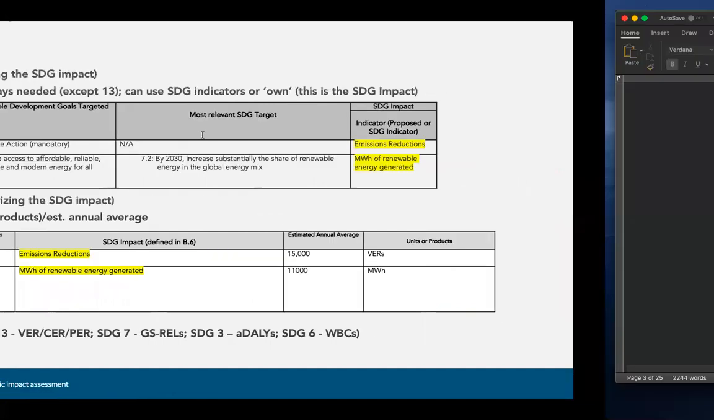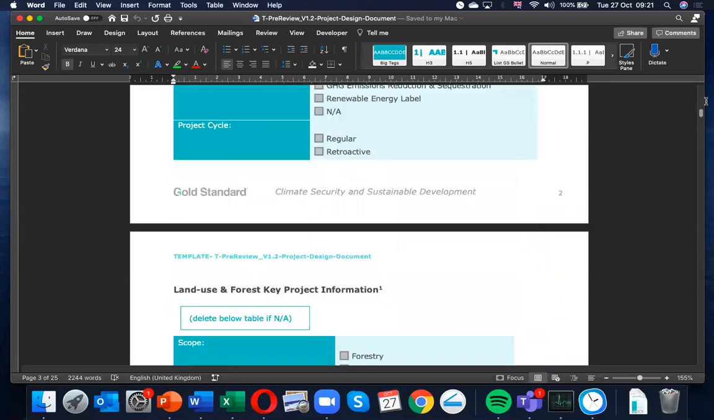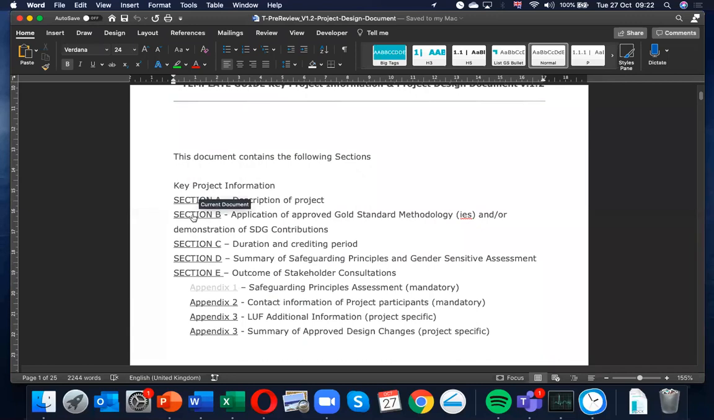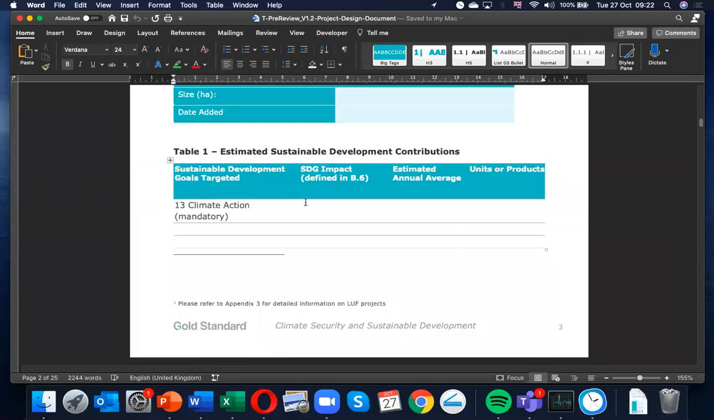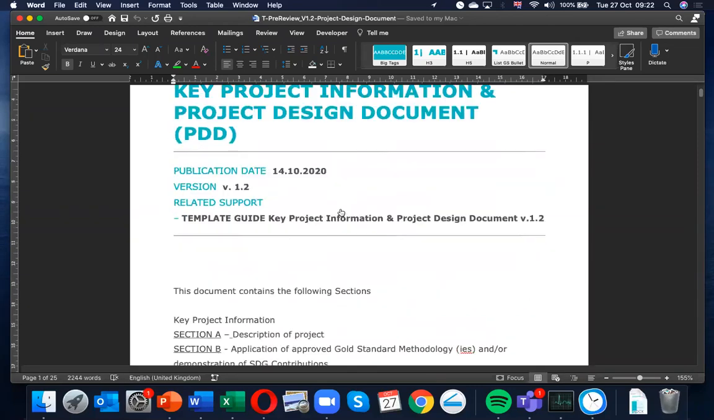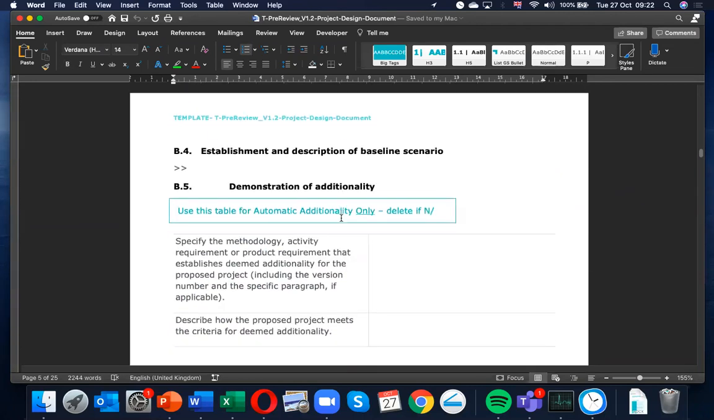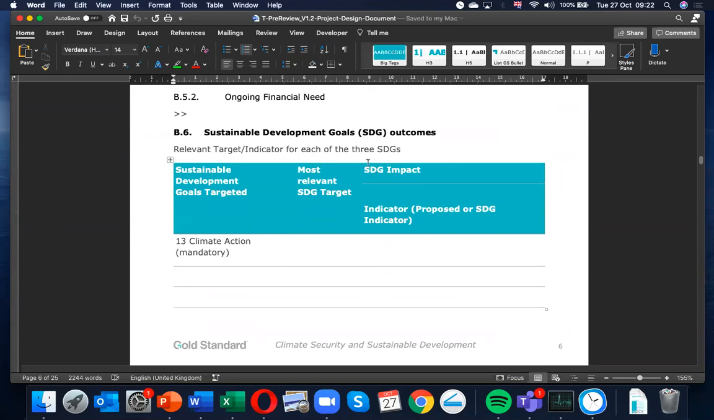Just for clarity, I'm going to show you that on the screen, and I'll also make use of some of these hyperlinks that I've been talking about. First of all, there is a summary of information right at the start of any PDD. But in order to get to that summary, you need to go through a demonstration process of how you are making an SDG contribution. This happens in B6. There is no change there. I'm sure that looks familiar.